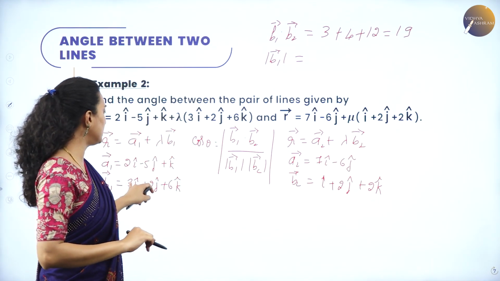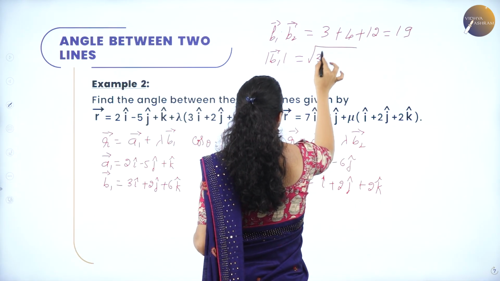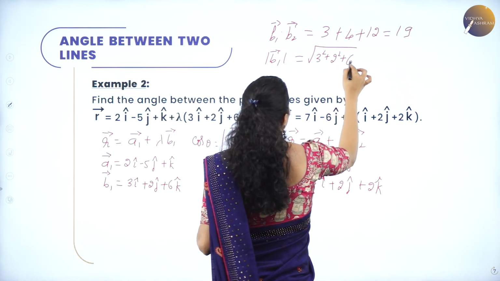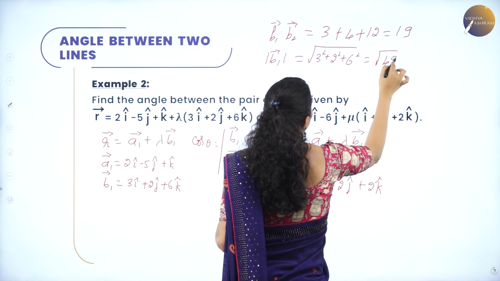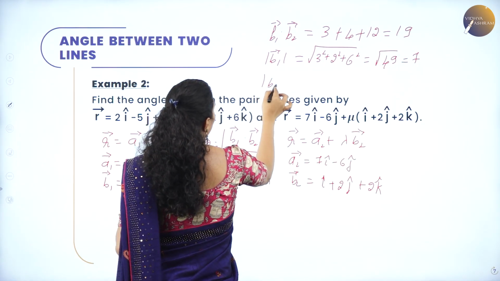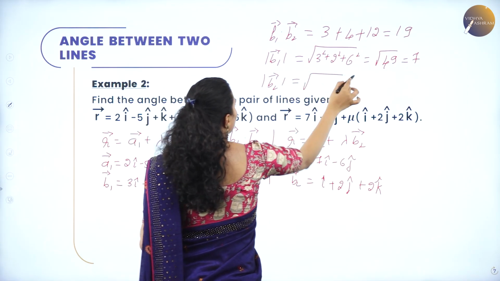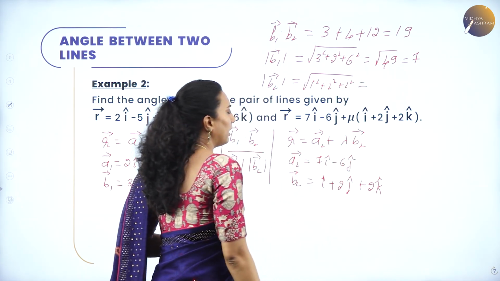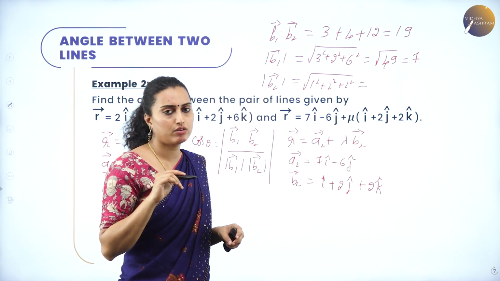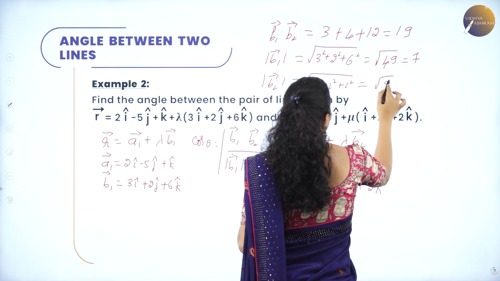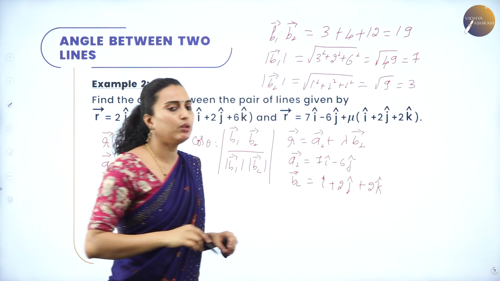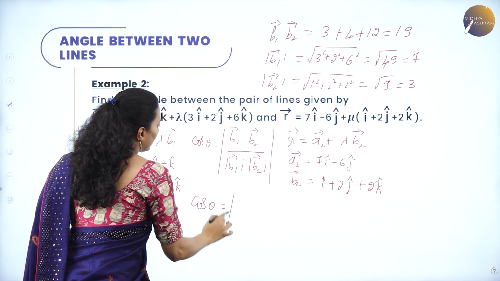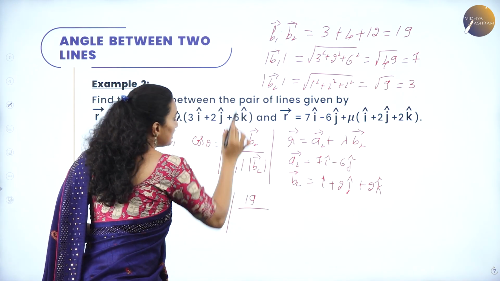So b1 vector is the square root of 3 squared plus 2 squared plus 6 squared. So you are going to get the square root of 49, which is 7. Next, the magnitude of b2 vector is equal to the square root of 1 squared plus 2 squared plus 2 squared, which gives you 8 plus 1 is 9. So the square root of 9 is 3. I think the same value as the last case you are getting here also. So cos theta is equal to the magnitude of 19 divided by 7 3s are 21.